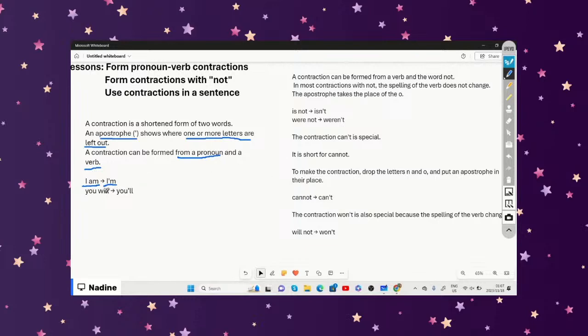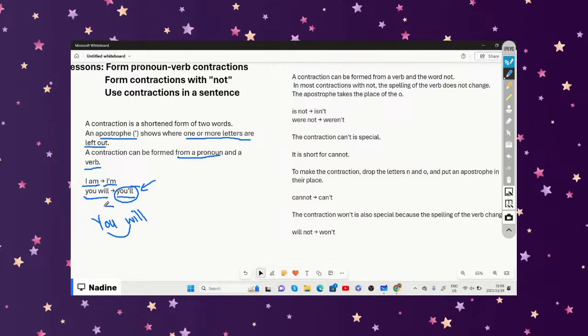The same with you will. There we have the two words. You will be a great dancer one day. Instead of saying you will be a great dancer one day, you can say you'll be a great dancer one day. But now, how did we find this word? We say, for example, you will, that is our two words. So we need to add these two words together in order to find our contraction.